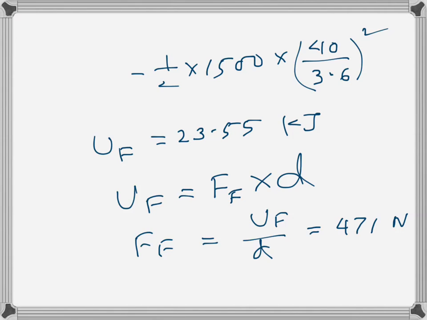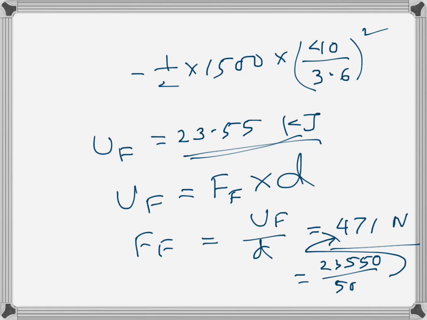So that's the force. Basically UF, which is 23.55 kilojoules, divided by 50 meters, I got 471 Newton. I will just write that properly. 23,550 in terms of joules, because this is 23.55 kilojoules, divided by 50, that gives me 471 Newton, the frictional force.